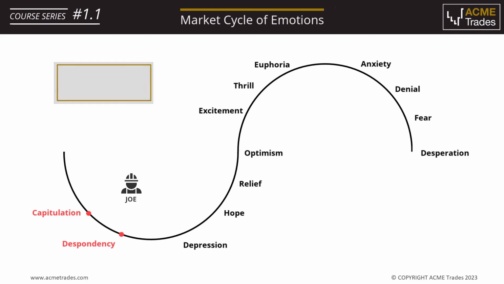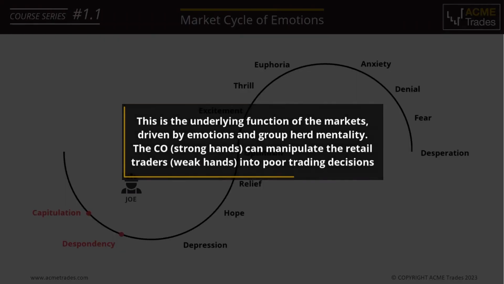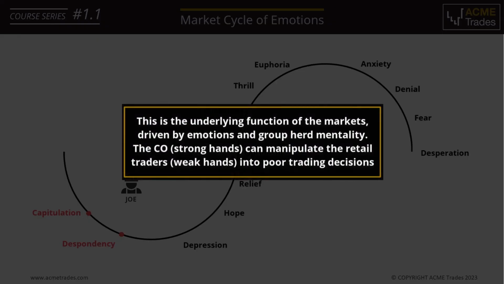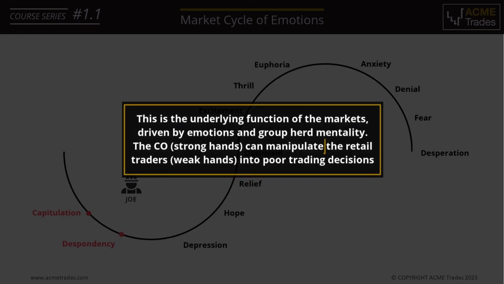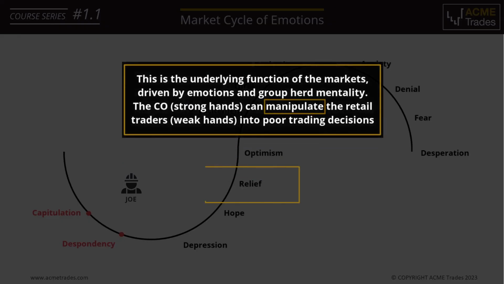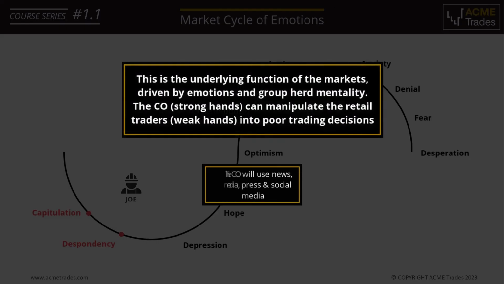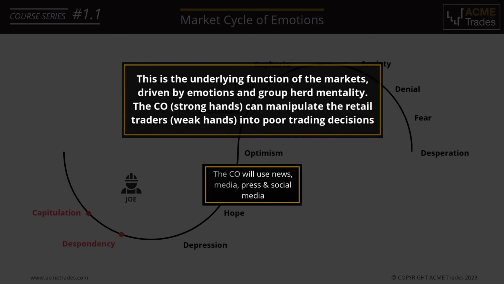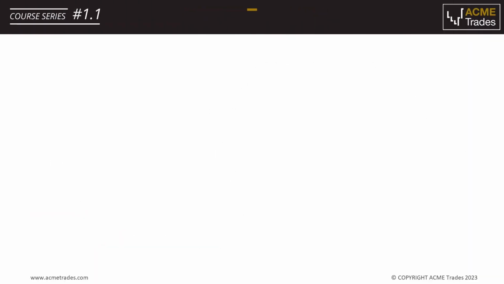And this is it, the truth behind the markets. As I stated earlier, this is the underlying function of the markets at its purest level, driven by emotion, group herd mentality. The CO, the smart money, the strong hands can manipulate the weak hands, the retail traders, into poor decision making. And when I use the term manipulate, the CO, the smart money, will use news. It will use media, press, social media to their advantage.